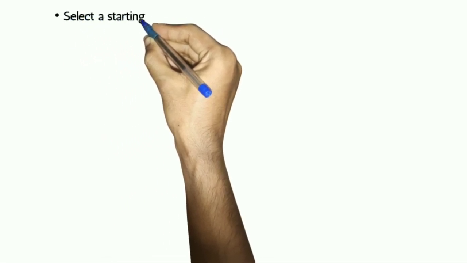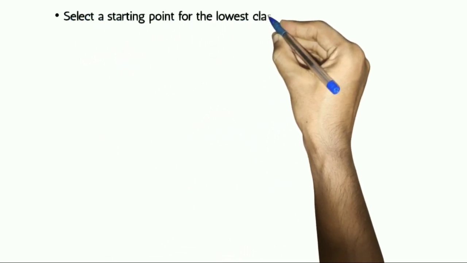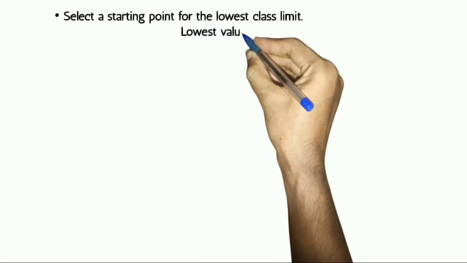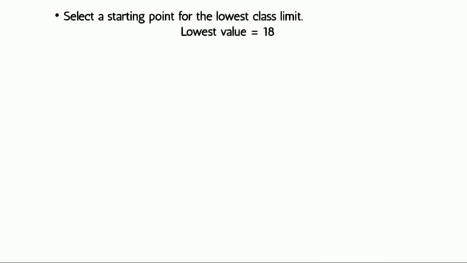After that, let's select a starting point for the lowest class limit. Ang ating lowest value sa dataset ay 18. At yung lowest value na 18, yan yung magiging starting point natin. That will serve as our starting point.